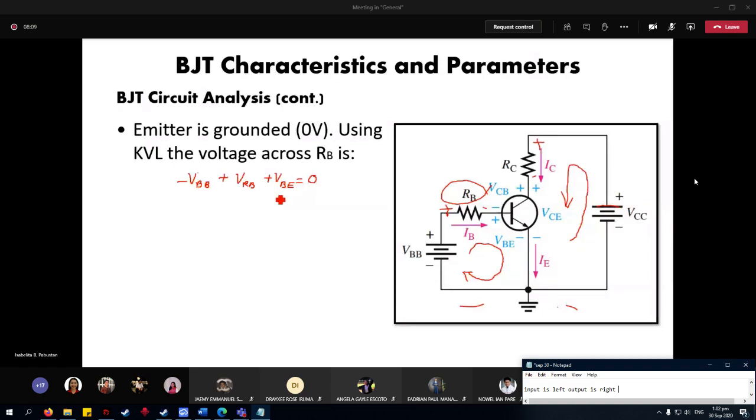I am writing the loop equation at the input side dito sa base emitter. Tatatlong voltahe lang. For this particular circuit, okay ito. Kasi walang resistor, kung mapapansin niyo, dun sa emitter, walang resistor dun sa emitter to ground. Okay? Pag nagkaroon ng resistor sa emitter to ground, hindi mo na pwede gamitin itong formula na ito kasi may dadagdag na voltage. Okay? Voltage drop, sorry.